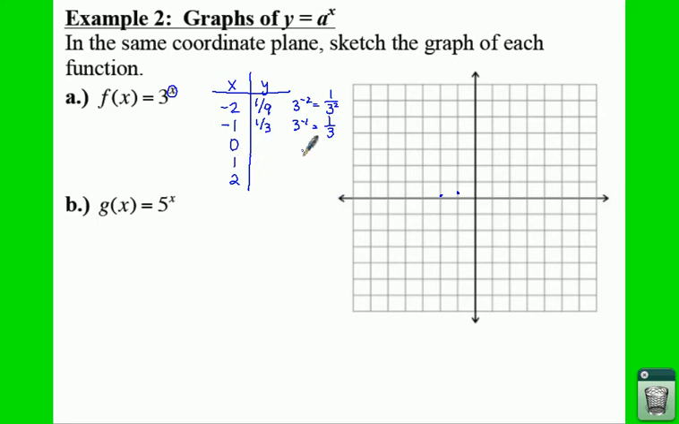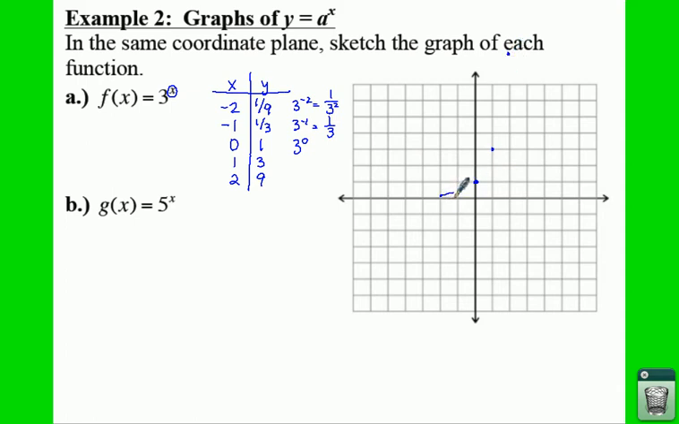Plug a 0 in. Now, anytime you get anything to the power of 0, that is just equal to 1. So we have a point right here. Plugging in 3 to the first power gives you a 3. 3 squared gives you a 9. So we're going to go to the right 1, up 3, and to the right 2, up 9, somewhere up here. So then you draw on this line.